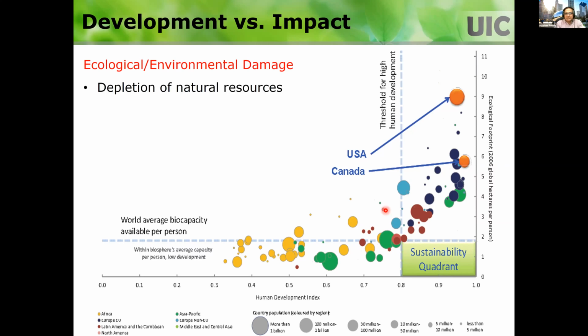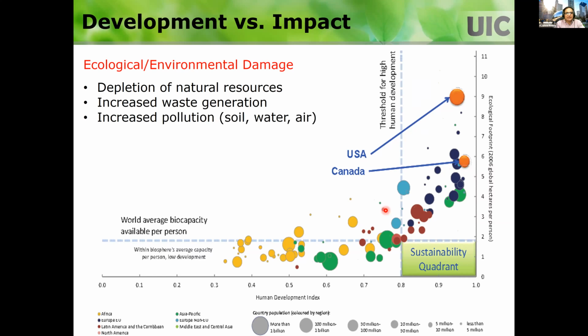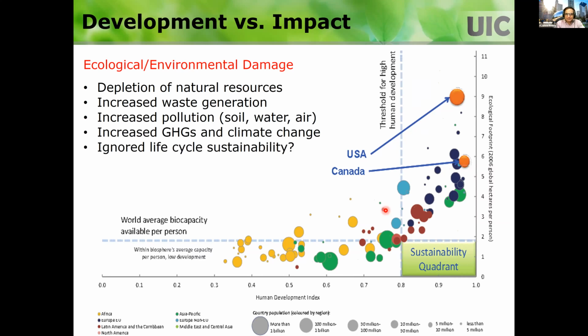And what does that mean? We don't care about depletion of natural resources. We think the resources are infinite. That's not the case. And we are creating a lot of waste every year. And we are increasing the pollution and the greenhouse gases and causing a lot of climate hazards. And then we ignore life cycle sustainability. Can we maintain this into the future? So these are the concerns.